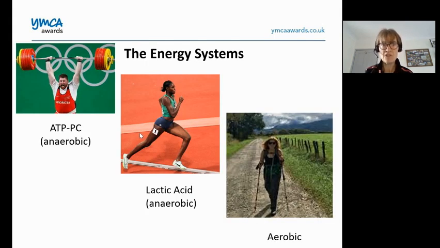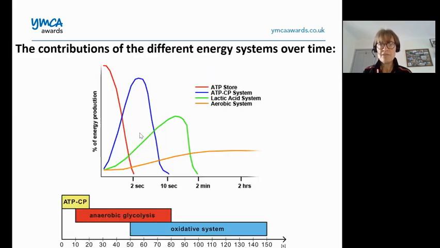And here are just some images. We've got our ATP-PC, as you can see from doing some heavy weightlifting, maximal effort. Anaerobic glycolysis, our lactic acid system, is for shorter duration activities. And our aerobic system is for our long duration activities. I thought this was a useful graph to put in at this point, just to see how they interact, that they're not completely separate from each other, but they cross over.